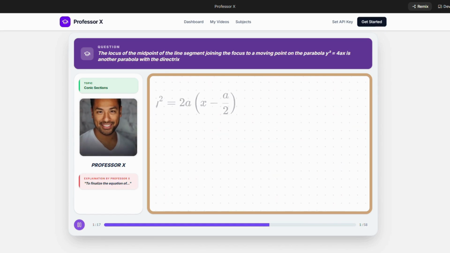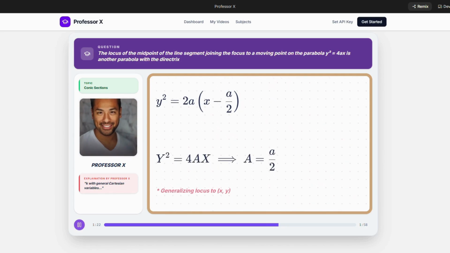To finalize the equation of the locus, we replace the specific midpoint coordinates (h, k) with general Cartesian variables x and y. This reveals the locus is another parabola. Comparing this to the standard form capital Y squared equals 4A capital X, we can determine its vertex and scaling factor capital A, which is a over 2.